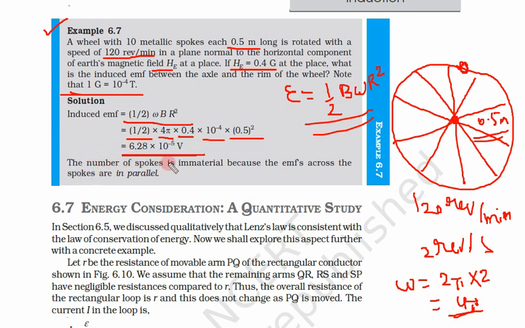The number of spokes is immaterial because the EMFs across the spokes are in parallel. So this is not of use. If you see this formula, do spokes appear anywhere? No. What matters is the magnetic field, and we cannot change that. If the radius were different, we would get a different value. If the rotational speed is changed, again we get a different value. But the number of spokes will not make any difference.